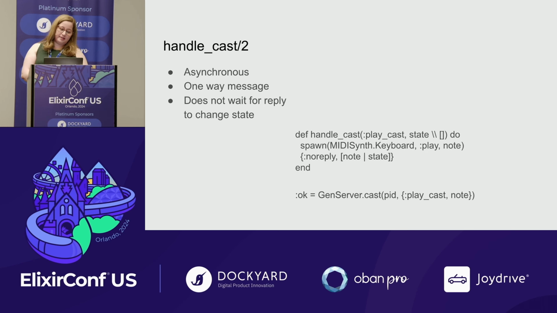Next one, handle cast, another callback. This is asynchronous. It's only a one-way message, so we're never waiting for a response to change the state. We're just moving on. So in this case, we do play cast, which is the request name, and then the state, which we're just putting to an empty list at this point. And then we're doing the same thing with the spawn, and then we reply a no reply, and then I'm updating state again. How you call this is GenServer.cast with the GenServer PID, and then a tuple of the request name, and then, in this case, the note that we're going to play, and that returns an OK.